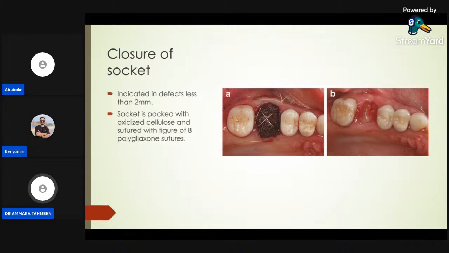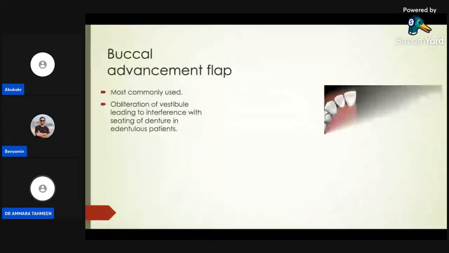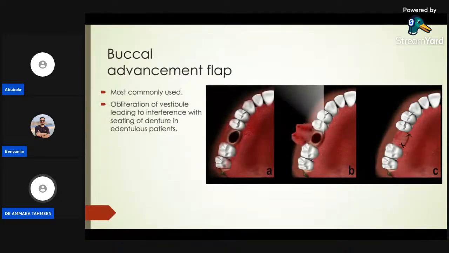So when you have a defect more than 2 mm to 5 mm, or if it's more than 5 mm but there is no obliteration of the vestibule, this is called the buccal advancement flap. It is also famously known as Rehrmann's flap. This is the most commonly carried out procedure for the closure of the oroantral communication.